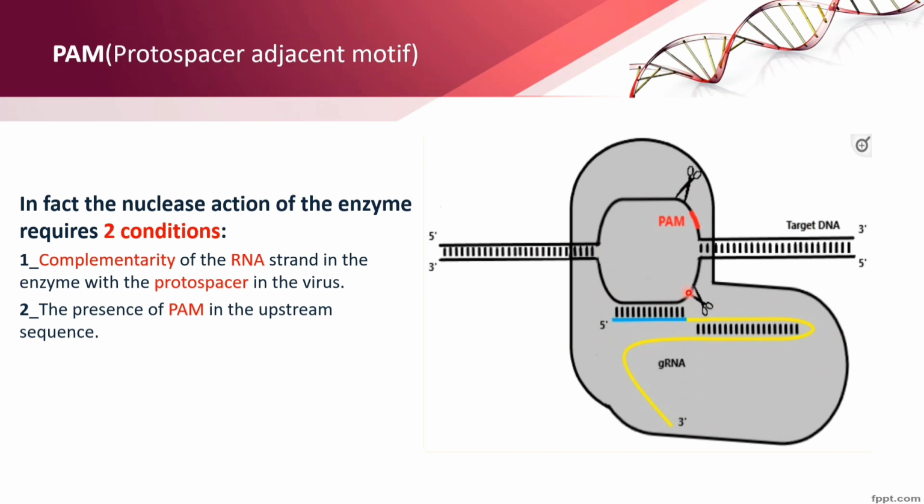Cas9 has two crucial requirements for cleavage. 1. Base pairing between the cRNA sequence and the protospacer sequence. This refers to hybridization between the cRNA and the protospacer sequence in the target DNA. This ensures that Cas9 targets the correct location. 2. Presence of PAM upstream of protospacer.